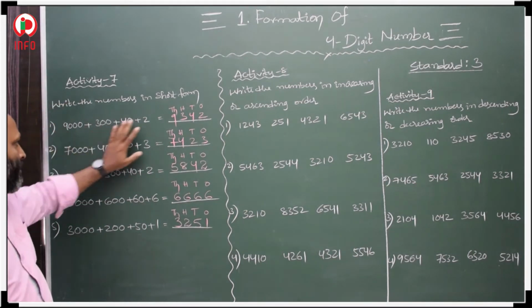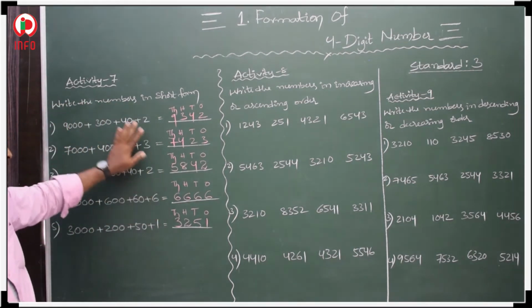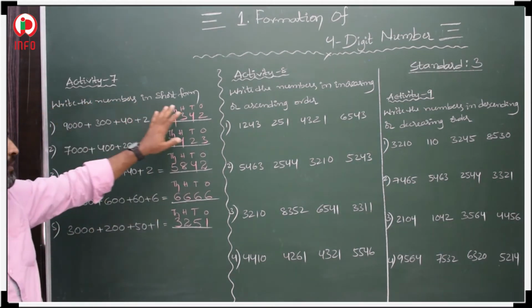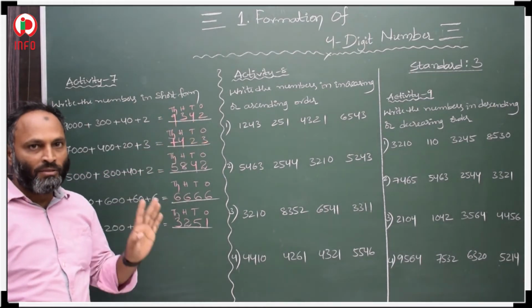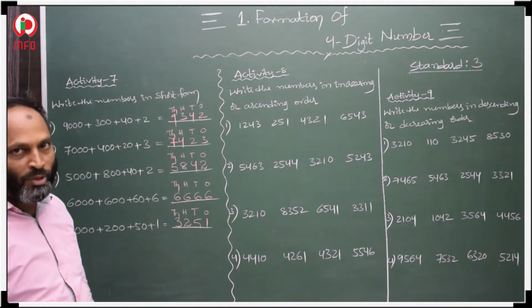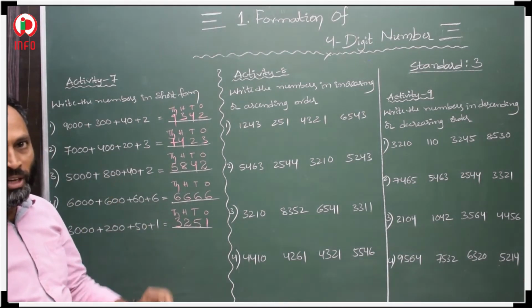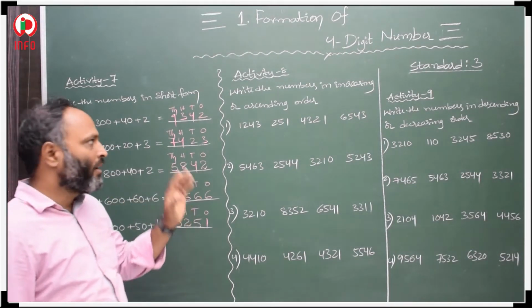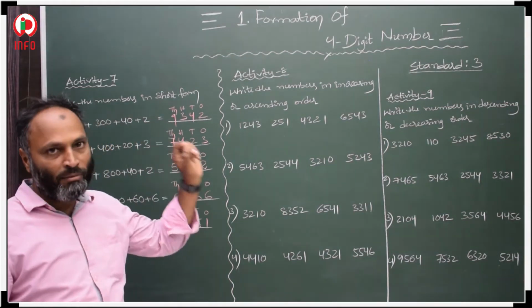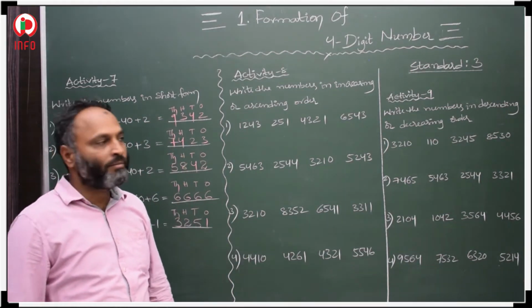These are all expanded forms, and we converted these expanded forms into short form. All these are 4-digit numbers. First, how many thousands we have, how many hundreds, how many tens and how many ones we have. According to that, we have to write the number in that place.